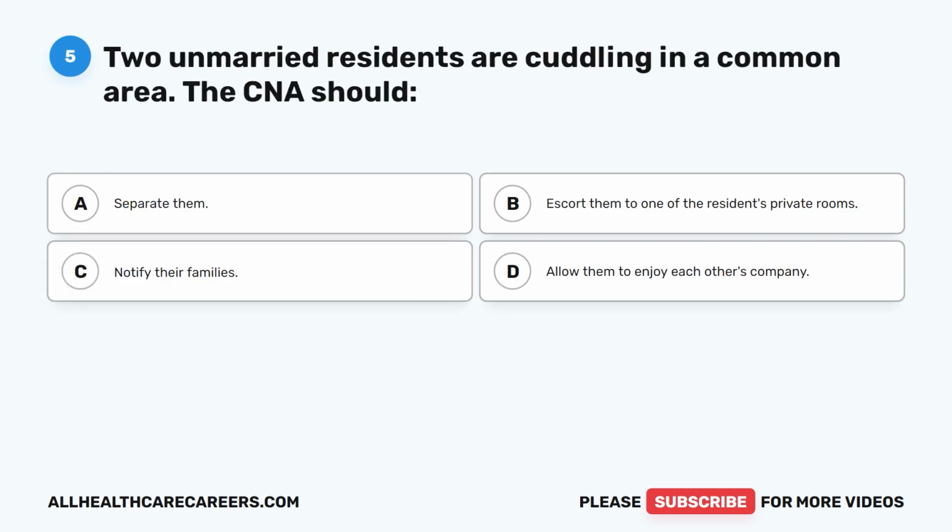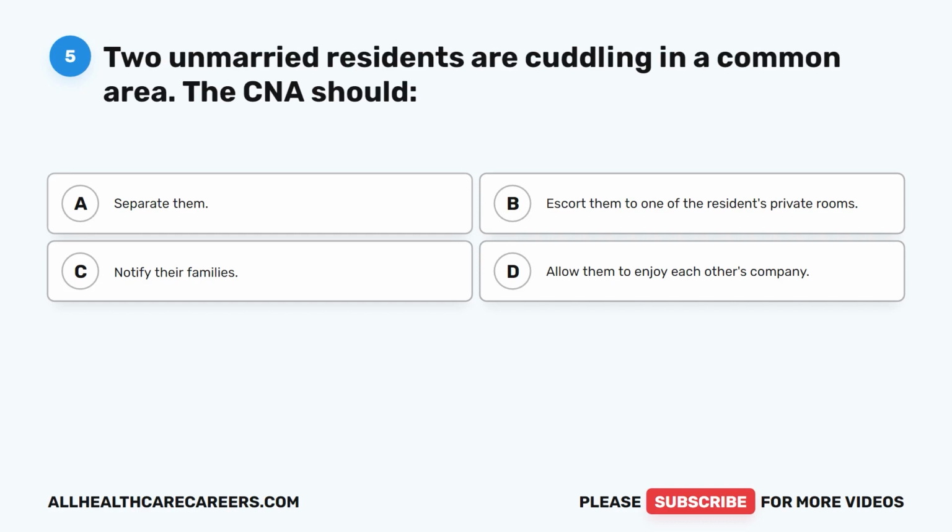Question 5. 2 unmarried residents are cuddling in a common area. The CNA should A. Separate them. B. Escort them to one of the residents' private rooms. C. Notify their families. D. Allow them to enjoy each other's company.